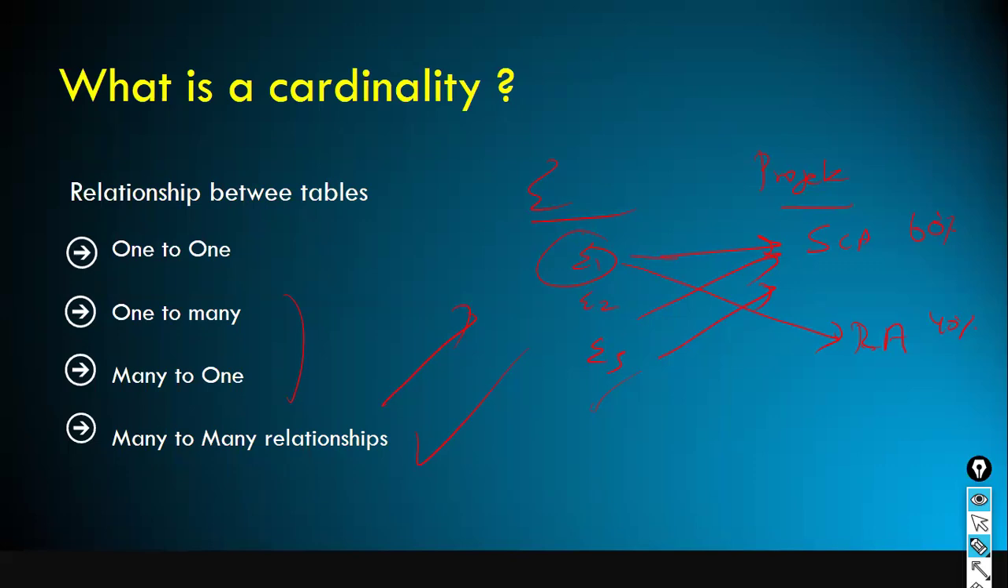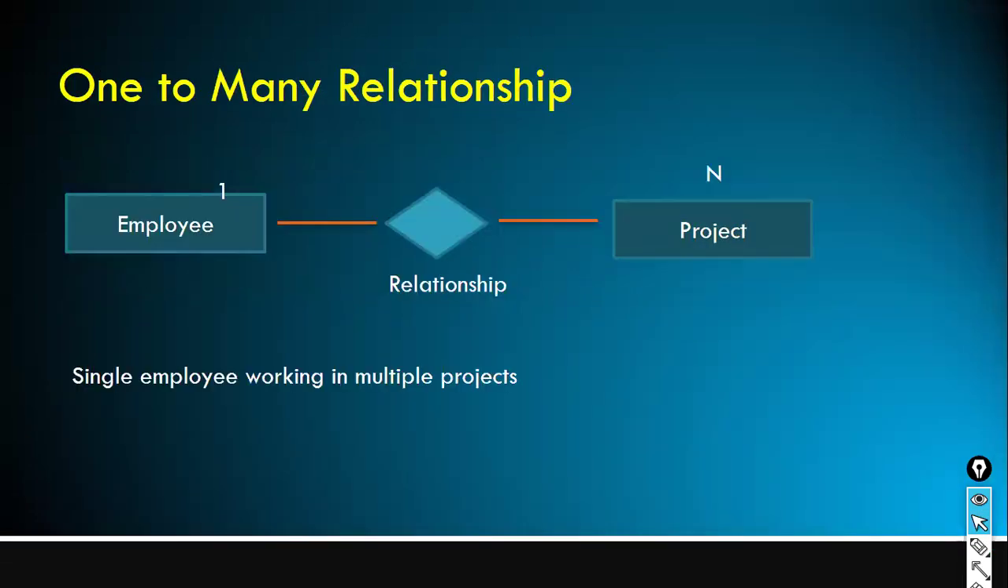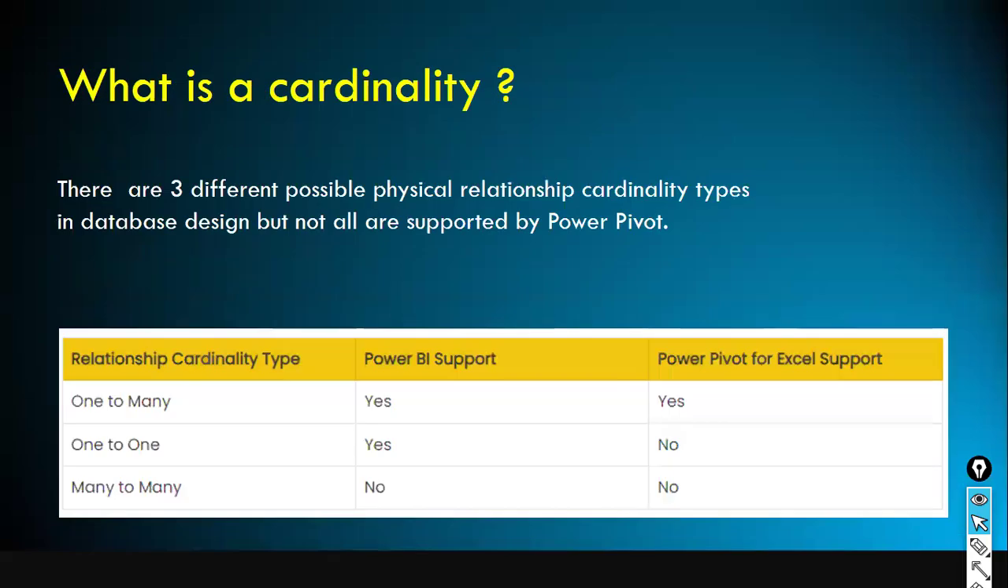Okay, you need to have a bridge table. That's how we implement a many-to-many relationship. But in the case of Power BI and Power Pivot, without building the bridge table itself, we can do the filtering between the many-to-many relationship tables. So I'll just repeat it one more time.